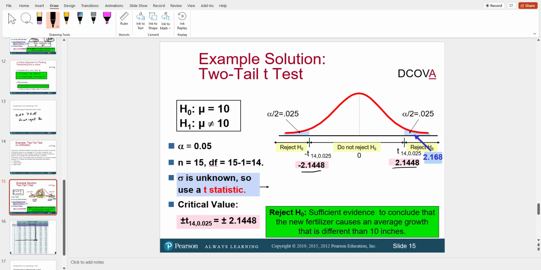Okay, so the next thing we have to do is calculate our t-stat. The t-stat is x bar, which is 11.4, minus the mean, which is 10, all over the standard deviation, which is 2.5, divided by the square root of the sample size, which is 15. So when I did all that, I got 2.168. Okay, 2.168, if I look at my graph, it falls in the rejection region. So what do we conclude? That means we reject the null hypothesis, and we have enough evidence to support the claim that the new fertilizer causes an average growth that is different than 10 inches. Okay?